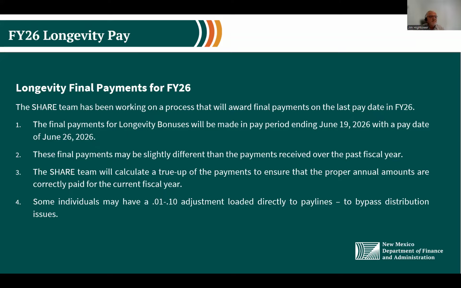And so what we're going to have to do is a reconciliation for employees and make adjustments. So the first thing you're going to see is on the last payment in June, which is for the pay period ending June 19th, the pay date of June 26th, there's going to be probably an amount that will be slightly different from what employees have been getting. And that's to true up the amounts so that we are getting them to the total amount for the fiscal year. For example, if they're supposed to get $700, we want to make sure that the fiscal year total equals exactly 700.